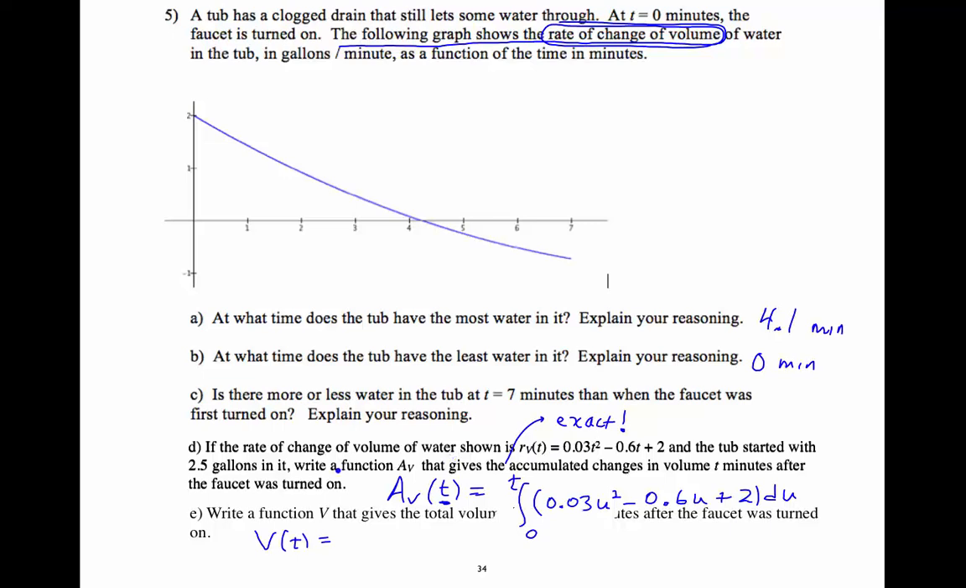So notice, the 2.5 gallons initially does not come into the accumulation function. I told you that here, but it's not involved in the accumulation function, right? Because accumulation starts from 0, no matter how much was there before. So what's the volume function? 2.5 plus that. Or I could write this again. Doesn't matter, they're the same.